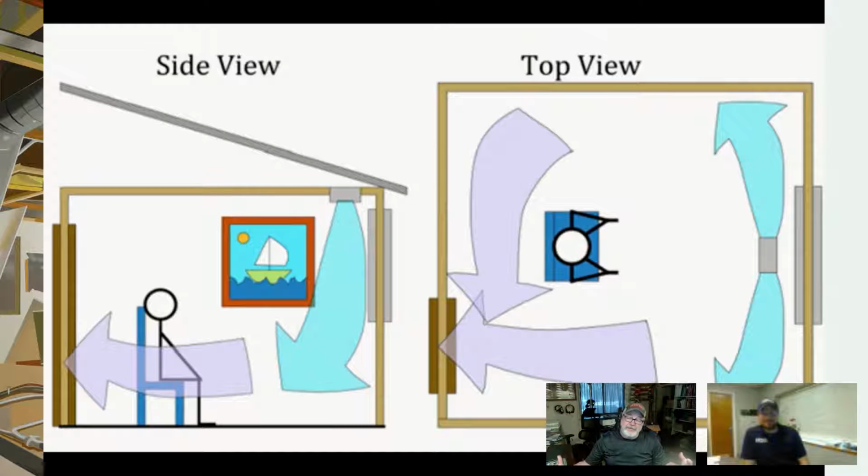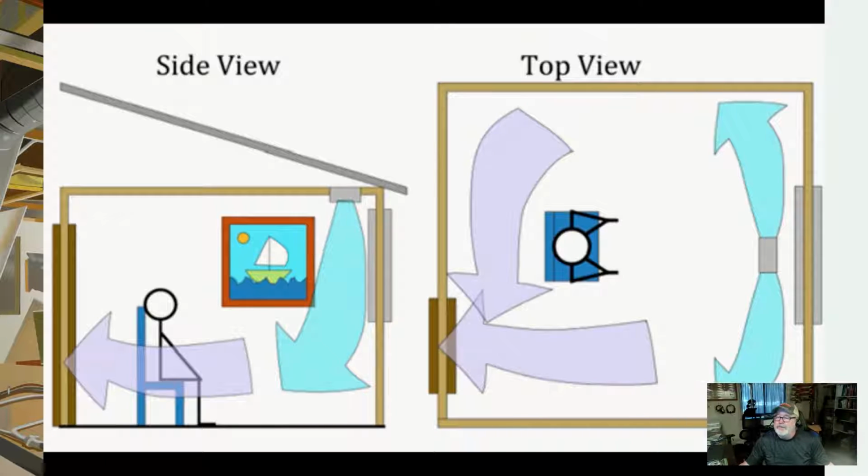But it's interesting because if you look at a typical room, you have a side view here on the left. I don't know. Can you see my cursor if it's moving around? I cannot. How about now? Oh, there you go. There it is. Okay, it's just delayed.